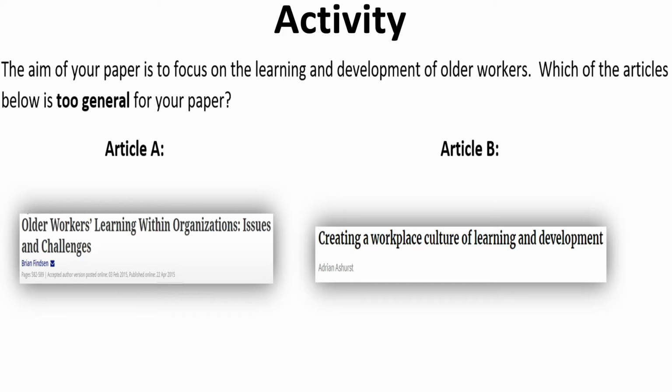I have an activity here. The aim of your paper is to focus on the learning and development of older workers. Which article is too generic for your paper? Article A or Article B? Article B. So just from the title or the abstract, you have found a text to critique.